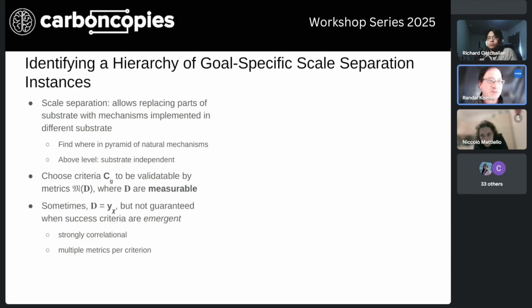As will be outlined further, it's important that the chosen criteria, CG, are such that meeting those criteria can be confirmed by applying validation metrics, MD, that rely on measurable data, D. The data needed, in some cases, can be identical to the observations at the focus level, so then D is Y chi, but that's not guaranteed, especially when success criteria belong to what I might call the emergent category. In those cases, the relationship with measurable data should at least be strongly correlational, and a set of multiple metrics may be required to together validate a criterion with confidence.